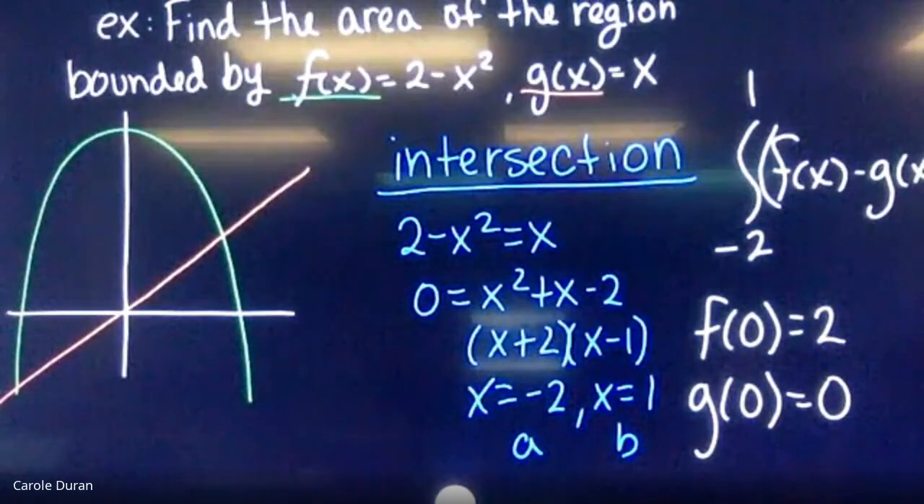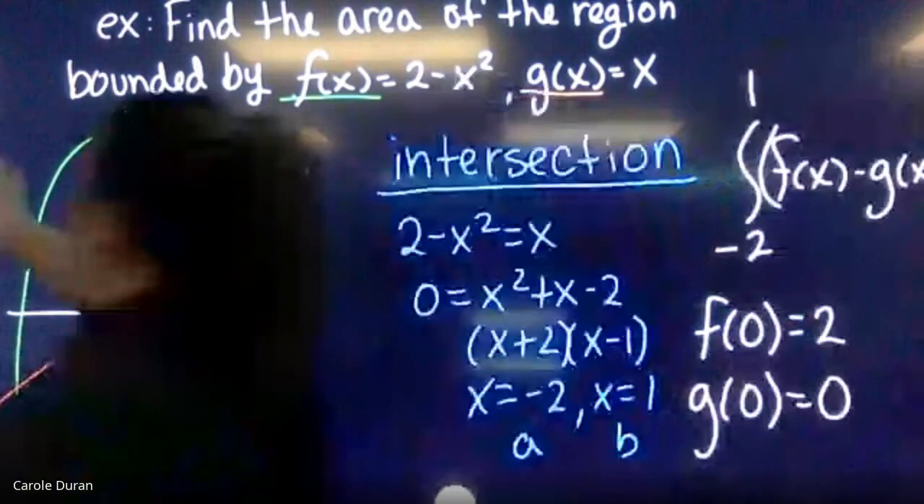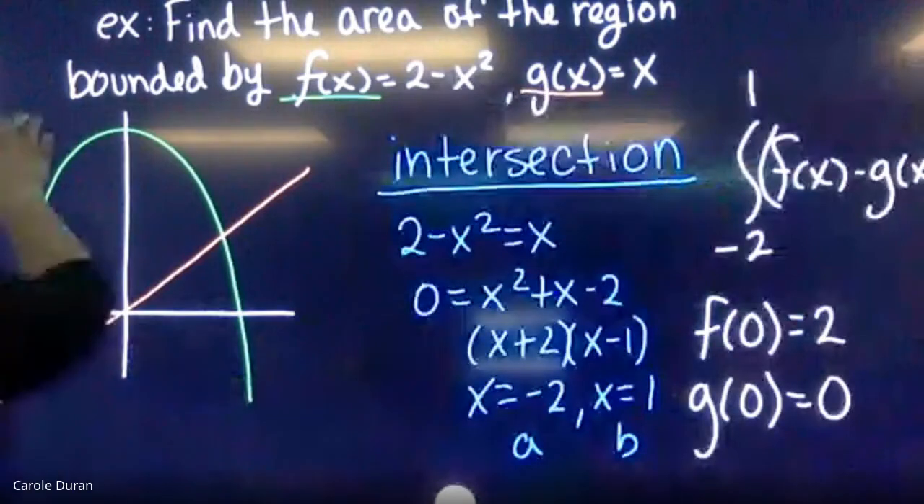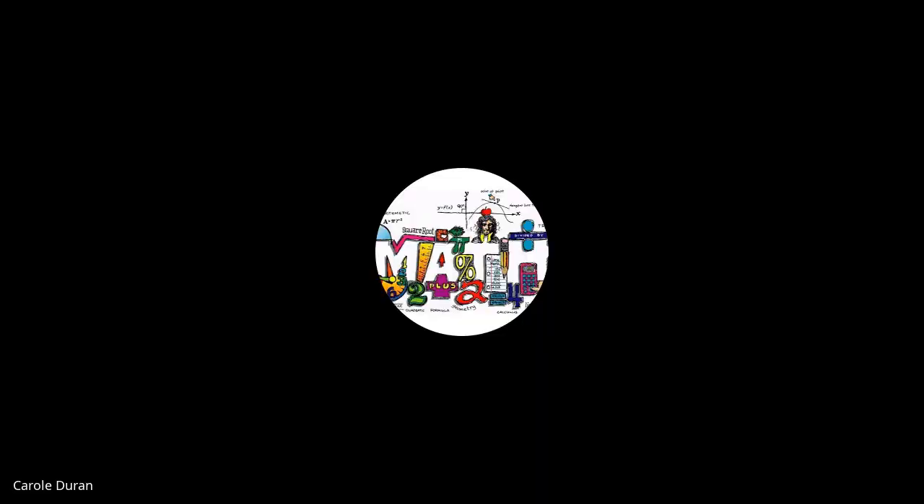And now I can integrate. So g can go in front? It could be g of x minus f of x, yes. I have to determine which one is bigger. If there were more intersections, we would have more integrals. We're going to do some examples that are like that, yeah. So let's just start with this one.